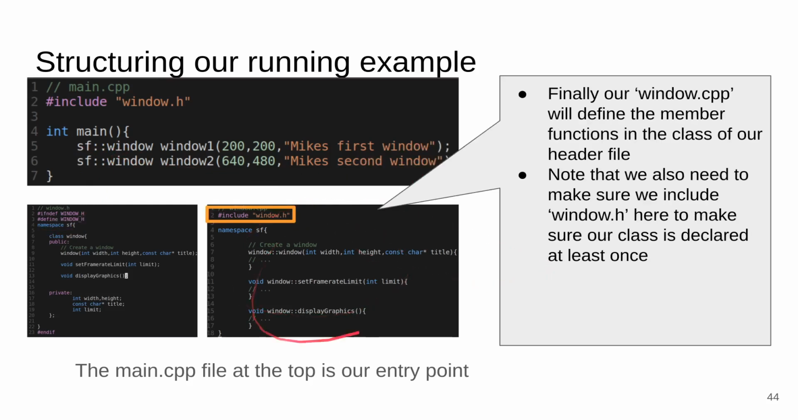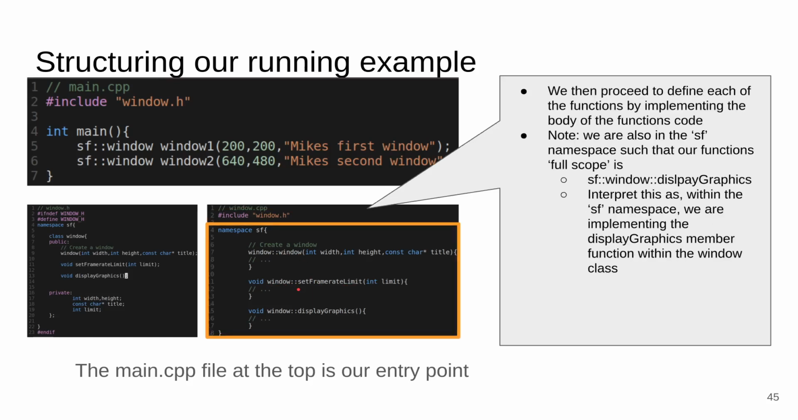Okay, so moving on to our C++ file, we'll define the member functions in the class of our header file. Okay, so we're including this window.h. So if it hasn't been included before, maybe it wasn't in this file or we compiled this separately, we'll have, again, the declarations of a class for a window, and now we just need to define them. Okay, so they fall in this SF namespace, so we have to do this here. But now we can actually define the function. So the scope of where I find window or set frame rate limit is within the window class. So again, here's that scope operator. Okay, so here's the actual definitions being done.